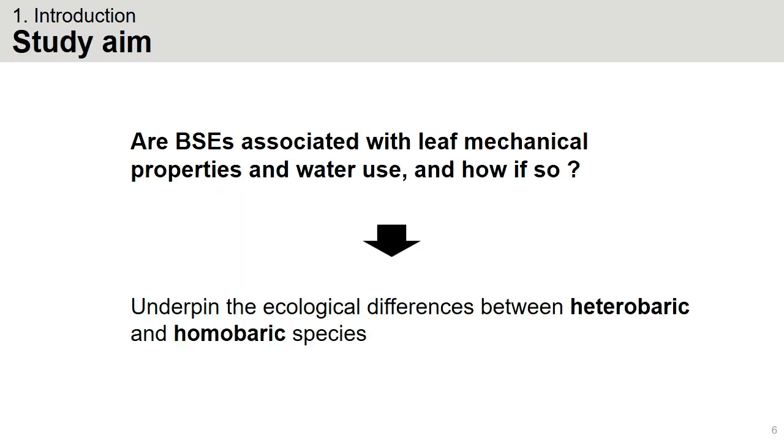So our question in the present study is: are bundle sheath extensions associated with leaf mechanical properties and water use? And how do these relationships exist? This answer will underpin the ecological differences between heterobaric and homobaric leaves, which are documented in previous studies.